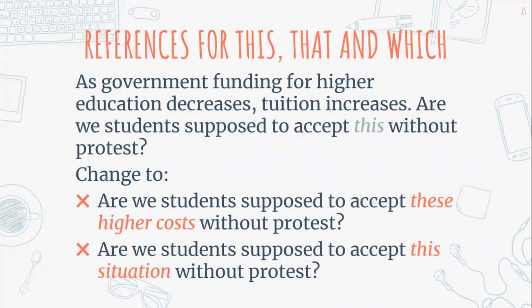So here we have two sentences, and it reads, as government funding for higher education decreases, tuition increases. Are we students supposed to accept this without protest? So instead of this, we can change it to, are we students supposed to accept these higher costs without protest? Sorry. Are we students supposed to accept this situation without protest? So here we have clarifying nouns, for more clarity in the sentence.